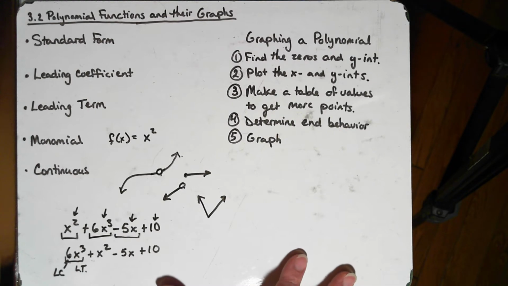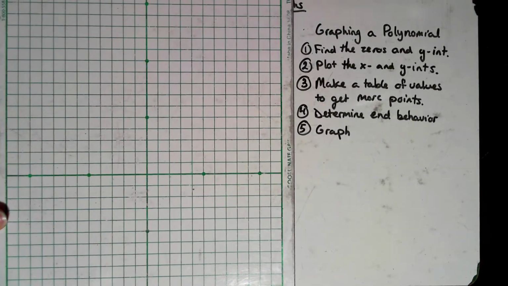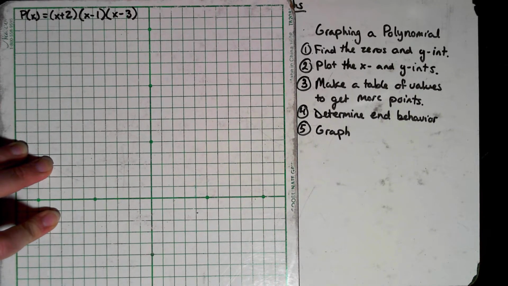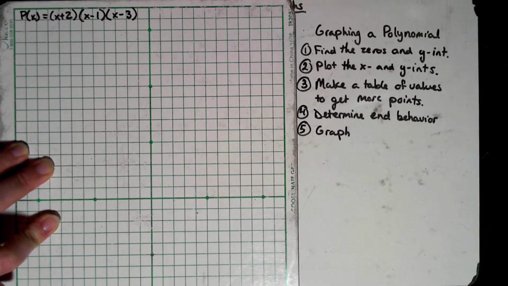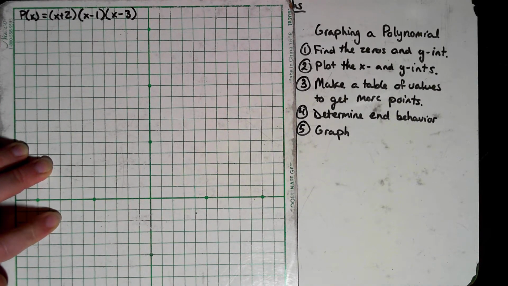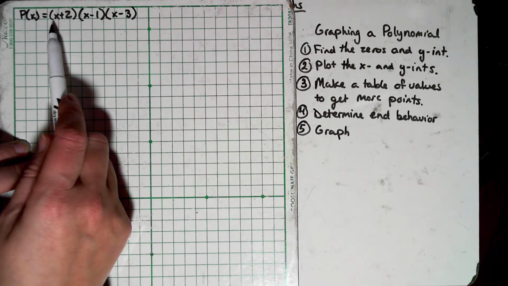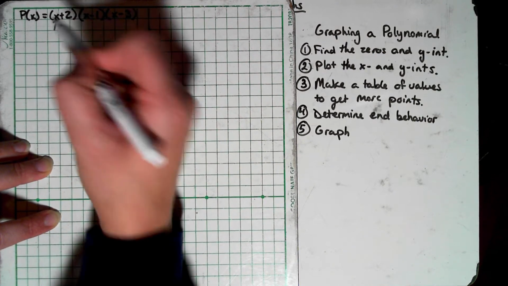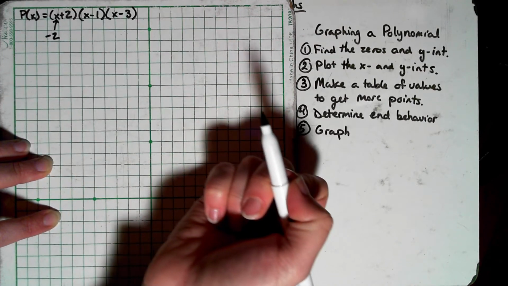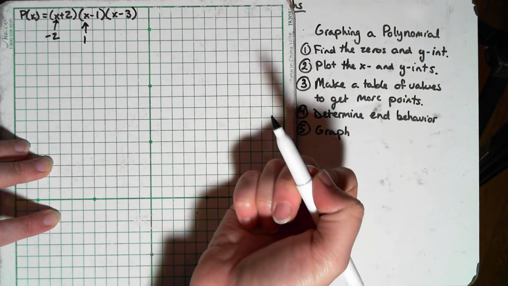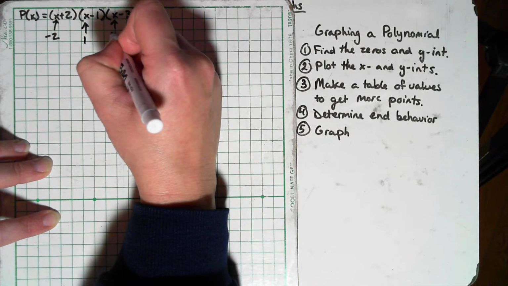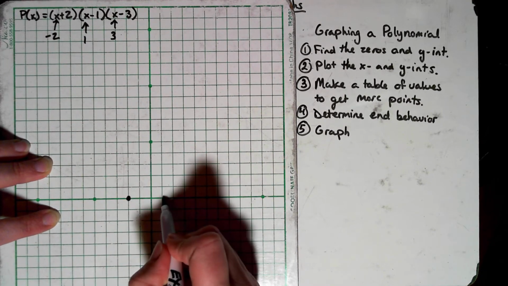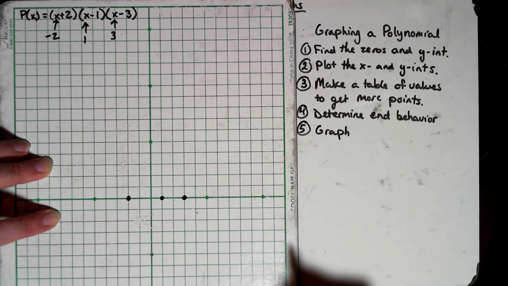So let me show you an example of how that would work. So here is my polynomial. P of x equals (x plus 2)(x minus 1)(x minus 3). So the first thing I need to do is find the zeros. And this is already factored, so that creates an easy situation for me. I can easily find the zeros. The 0 for this x would be negative 2. The 0 for this x would be positive 1, and the 0 for the last x would be positive 3. So I'm going to go ahead and put those on my x-axis, negative 2, positive 1, and positive 3.